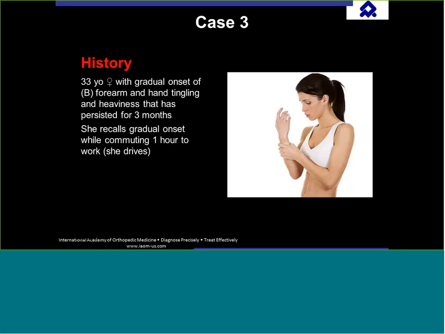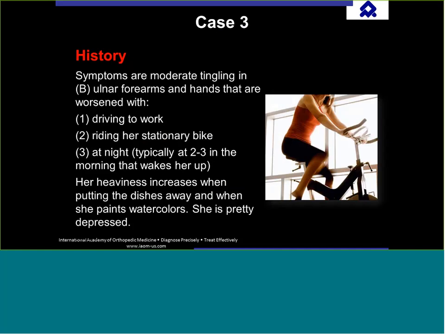First of all, most of our CTJ and thoracic outlet syndrome patients don't look like this. But for the purposes of this point, let's say we have a 33-year-old female with gradual onset of bilateral forearm and hand tingling and heaviness that is persistent for 3 months. She recalls a gradual onset while commuting 1 hour to work, and she drives to work. Her symptoms are moderate tingling in the bilateral ulnar forearms and hands that are worse with driving, riding a stationary bike, and at night.